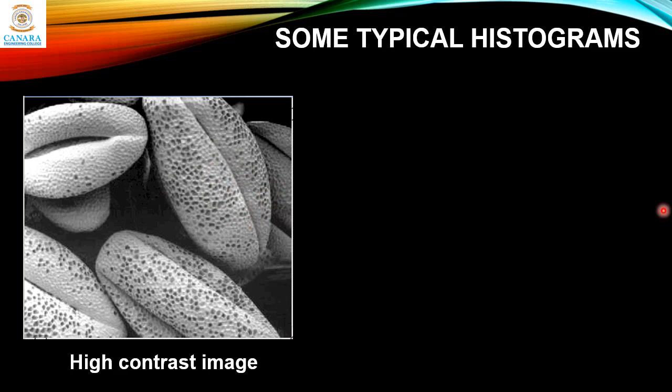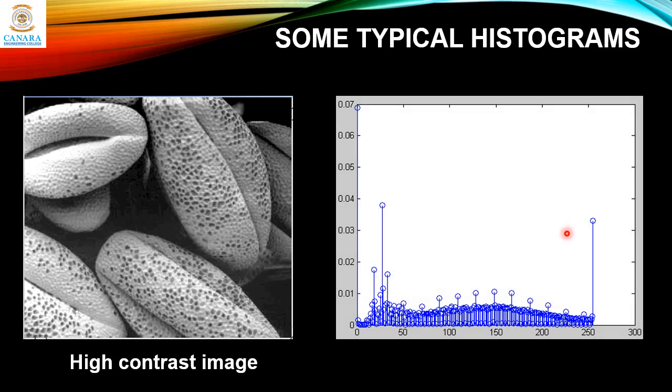And if you look at its histogram, it's quite evenly distributed from 0 to 255. So it has a good representation for darker shades, 0 to 50, and brighter shades, and in the mid range. So we have representation for all the gray levels. That means the image is good.